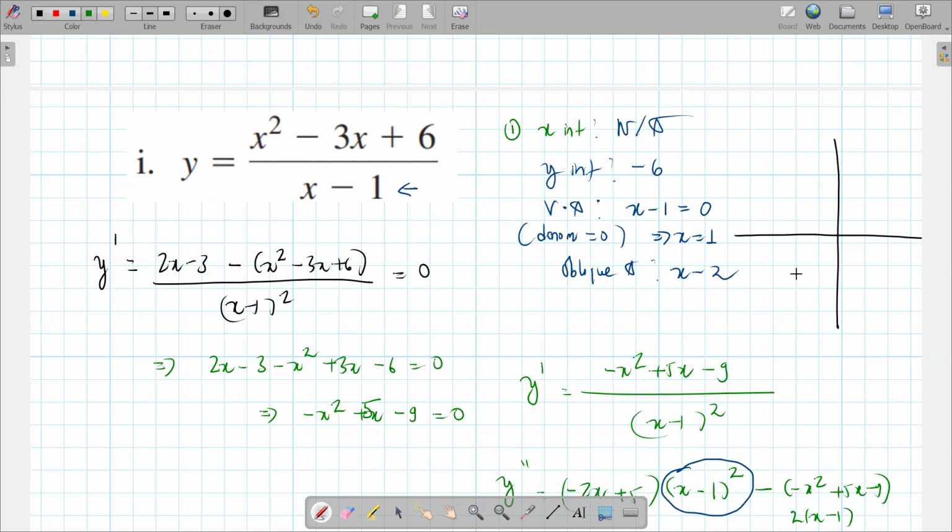Y-intercept of negative 6. X-intercepts don't exist. And then we have an oblique asymptote of x minus 2. So our y-intercept is negative 2, and then you go 1 unit up and go 1 unit across, something like that. So our oblique asymptote is right here.